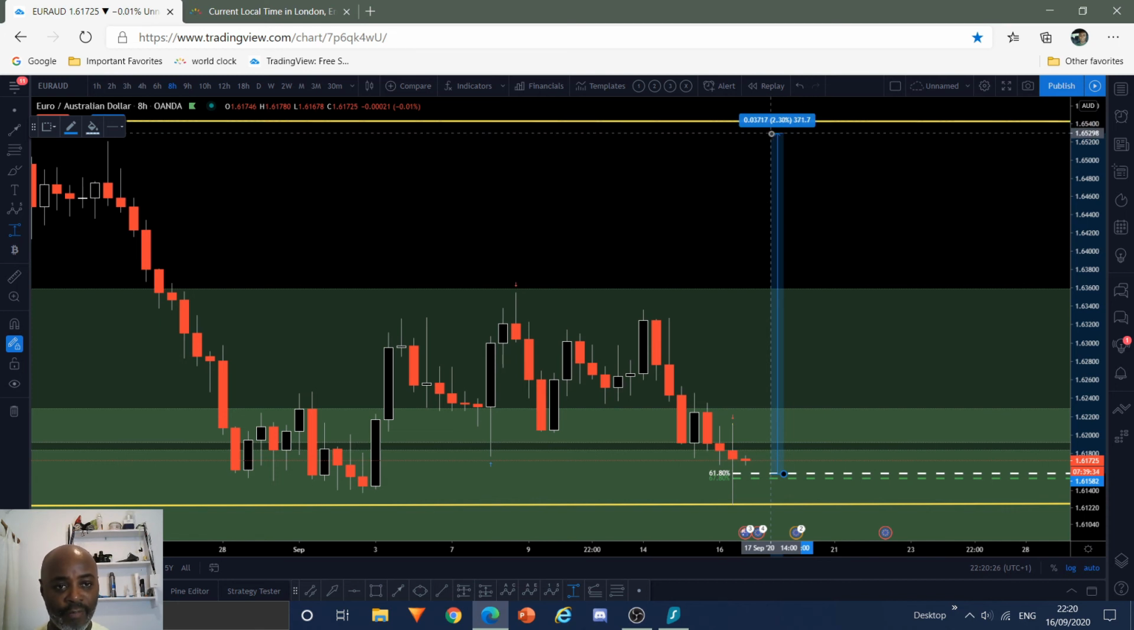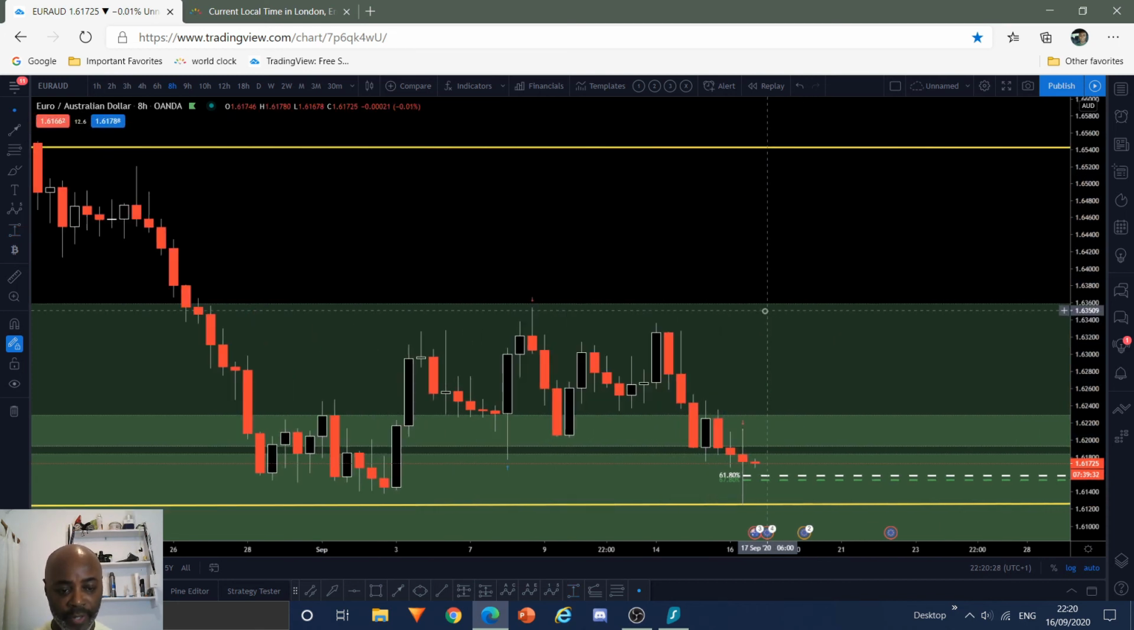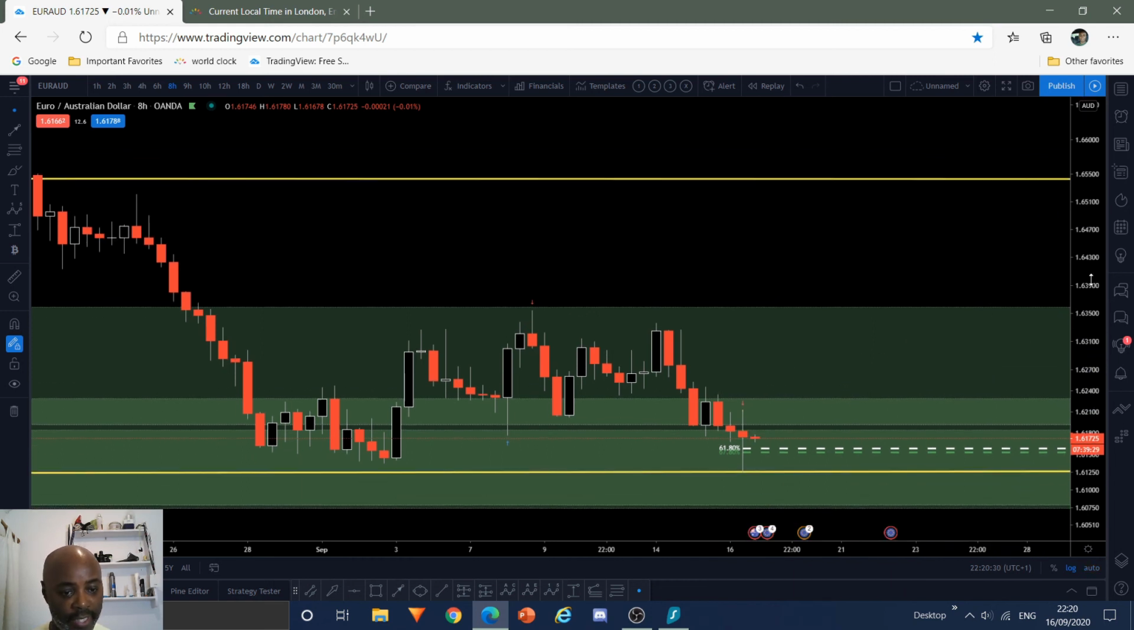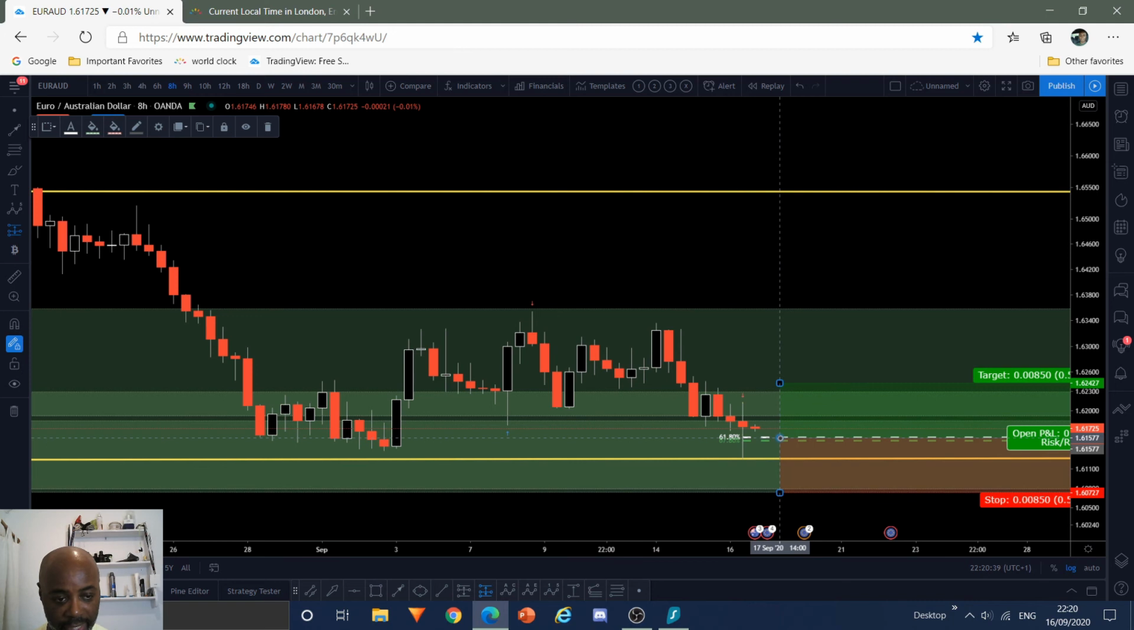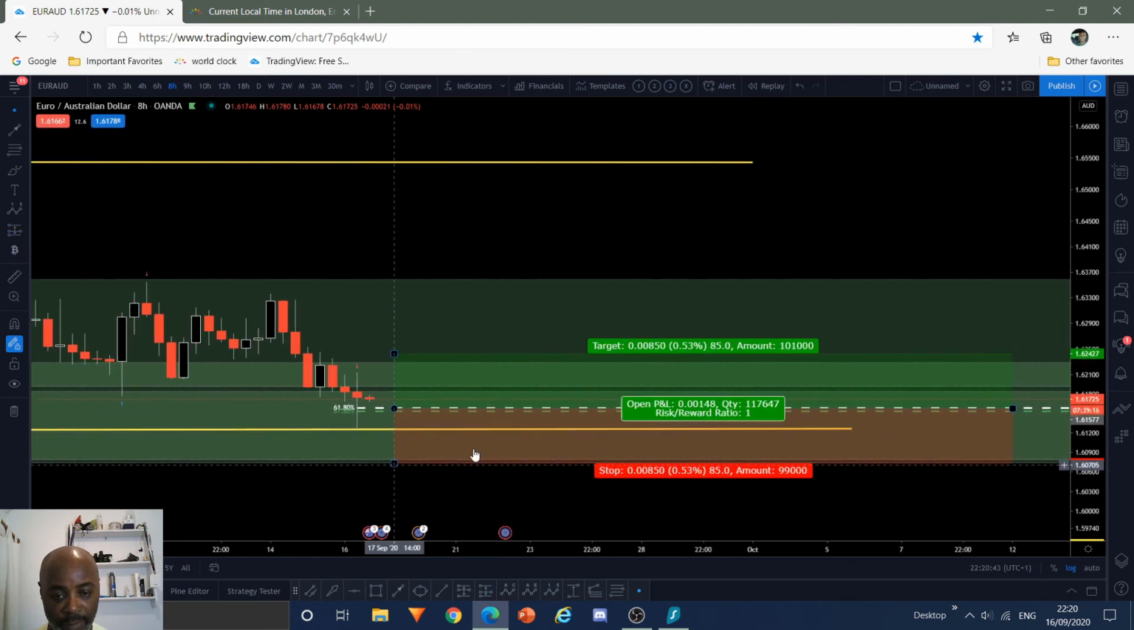So let's have a look at how we're going to get into this trade. So I'm going to just make this a little bit smaller just so we can see it. So what I'm looking to do is I'm looking to go long, and this 618 is exactly where I'm looking to go long. Okay, let's pull this to the left a little bit now.